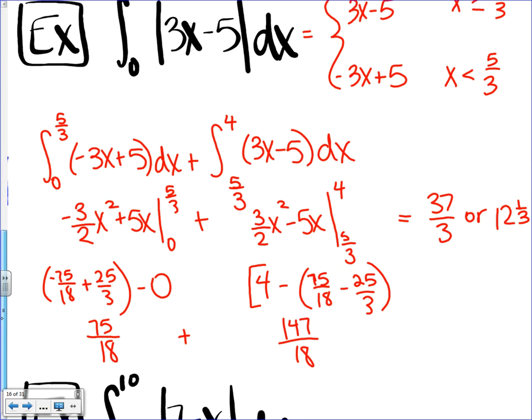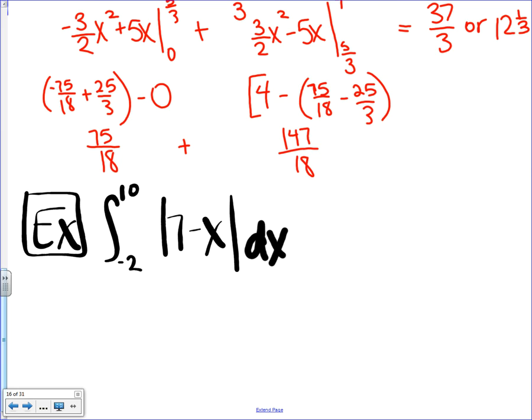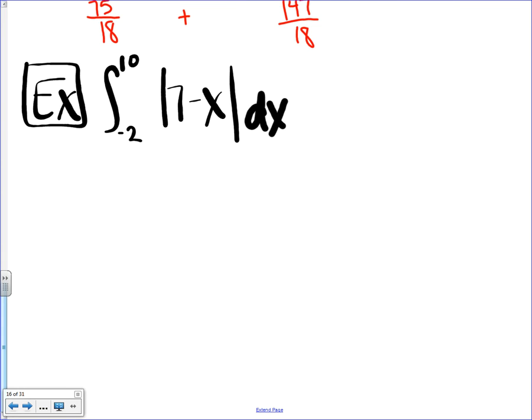Okay, last example for us here. One more piecewise. I've got 2 pieces to this. I've got the positive piece and I've got the negative piece. The critical number is 7. If I test a 0, I get a positive piece, which is the top one, and 0 is less than or equal to 7. Okay, so let's go ahead and split this integral up.